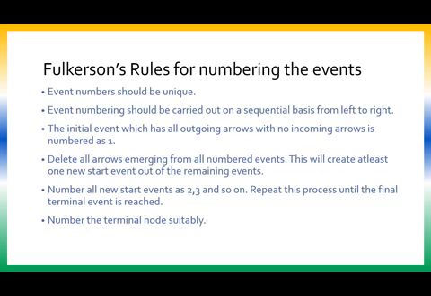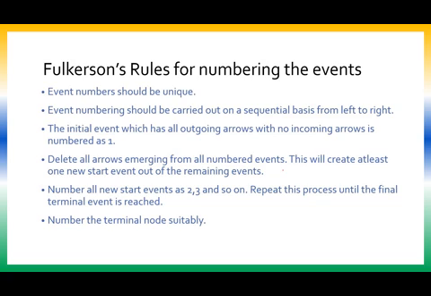For that also you have rules. It is called Fulkerson's rule for numbering of events. Fulkerson's rules for numbering of events. So what does this rule say? Event numbers should be unique. Two circles cannot have the same number; every circle must have a different number. Event numbering should be carried out on a sequential basis from left to right.